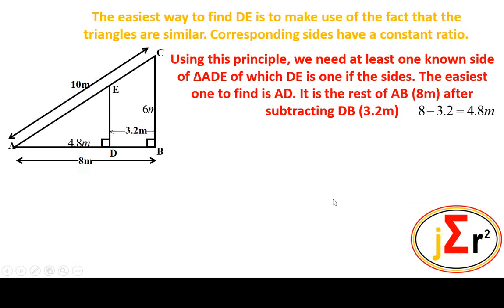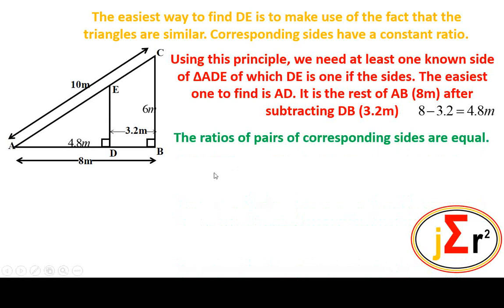Now that we have the length of one of the sides of that triangle, of which the side that we are required to find, which is DE, now that we have one side, then we may apply the fact that the triangles are similar. The ratios of pairs of corresponding sides are equal. So we take a look at corresponding sides. We have the two vertical sides. The vertical side here of the small triangle and the vertical side of the large triangle, and we have them highlighted.